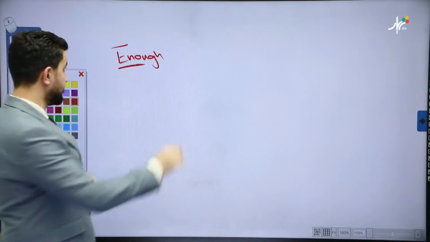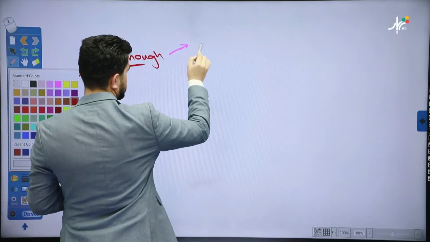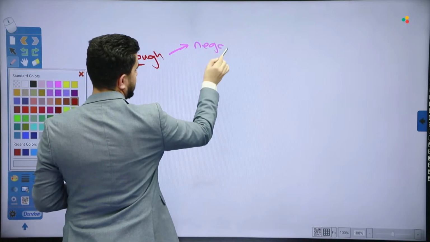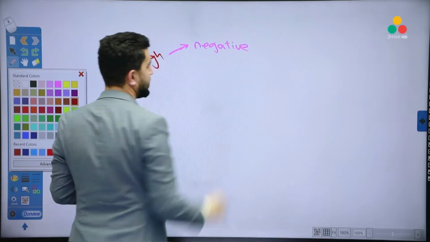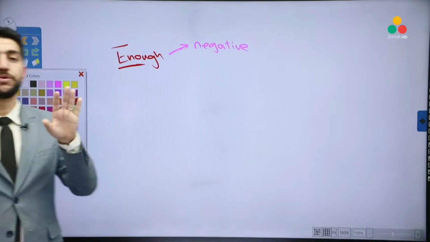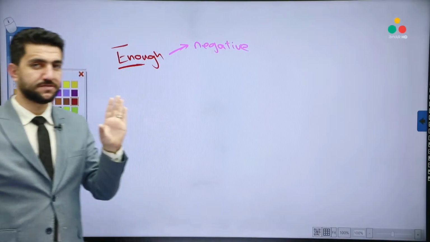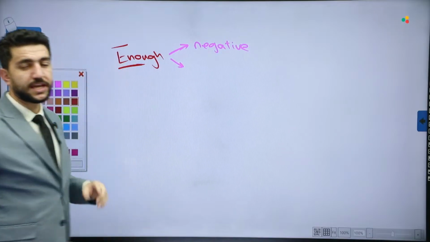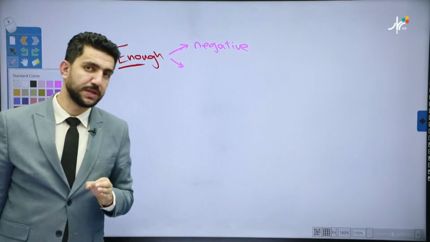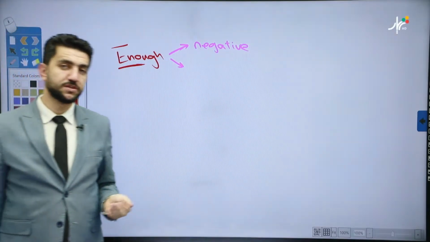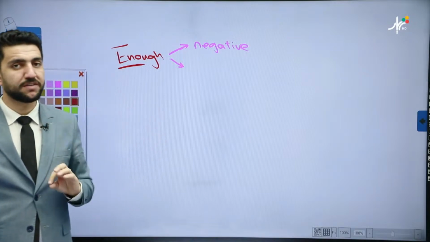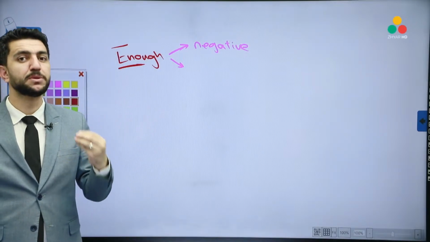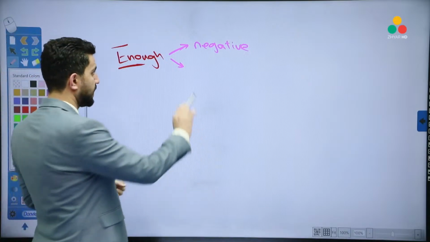First of all, enough has to be negative, okay? The first rule: enough has to be negative. We don't have enough in positive form. This is the first rule. The second rule: enough could be used interchangeably. When we have an adjective, it could be used in a different place. When we have a noun, it could be used in a different place. But I'll give you a simple trick to know that, okay?